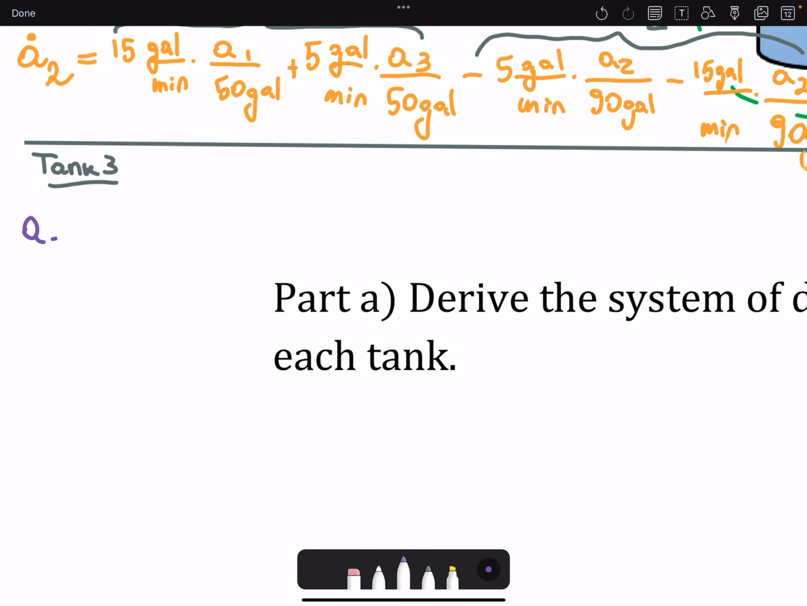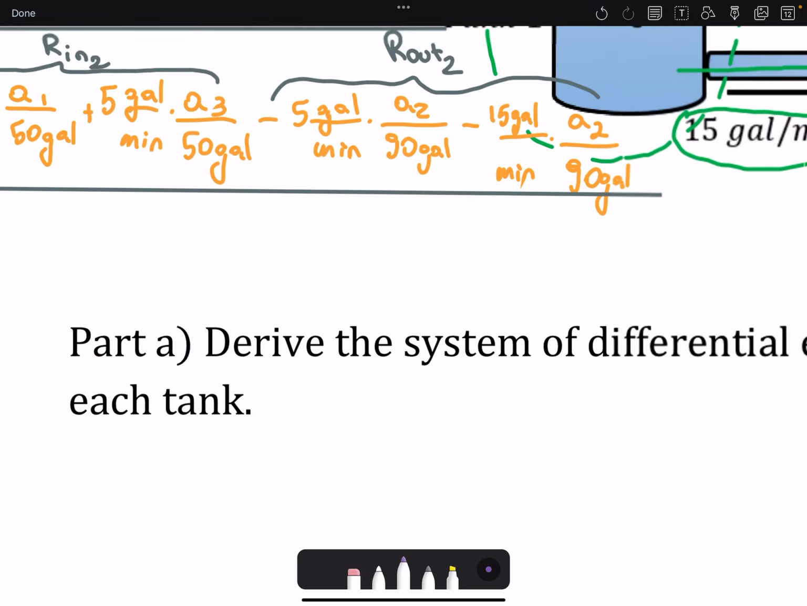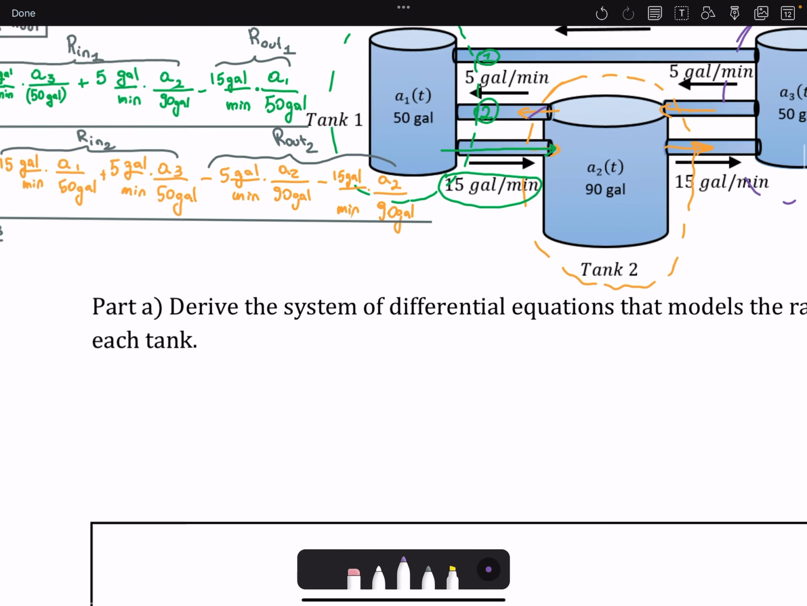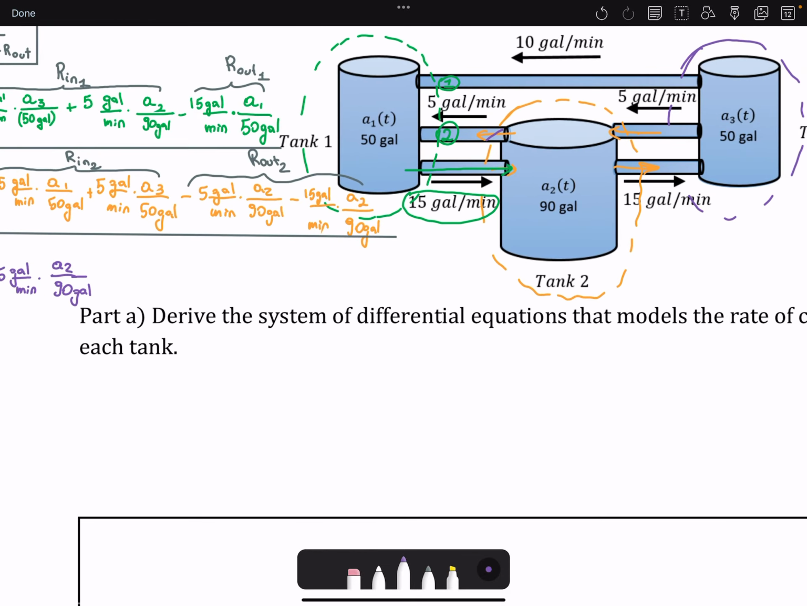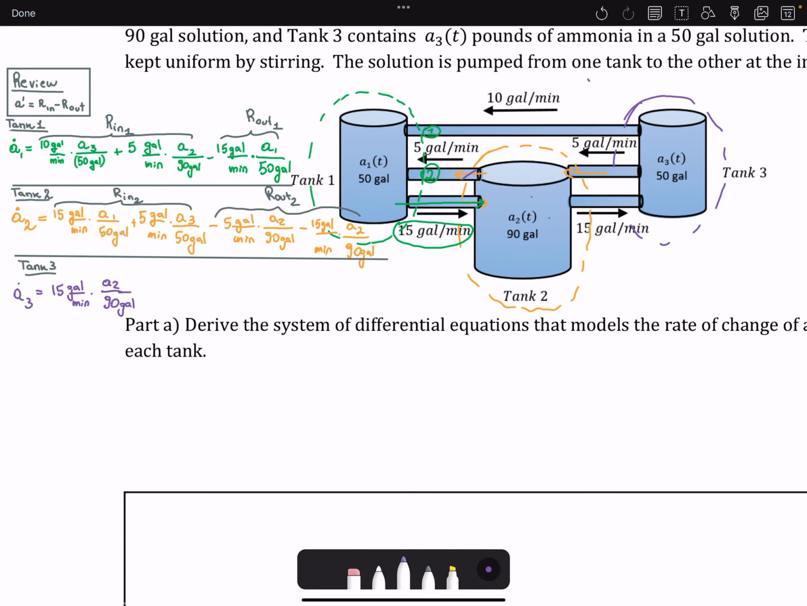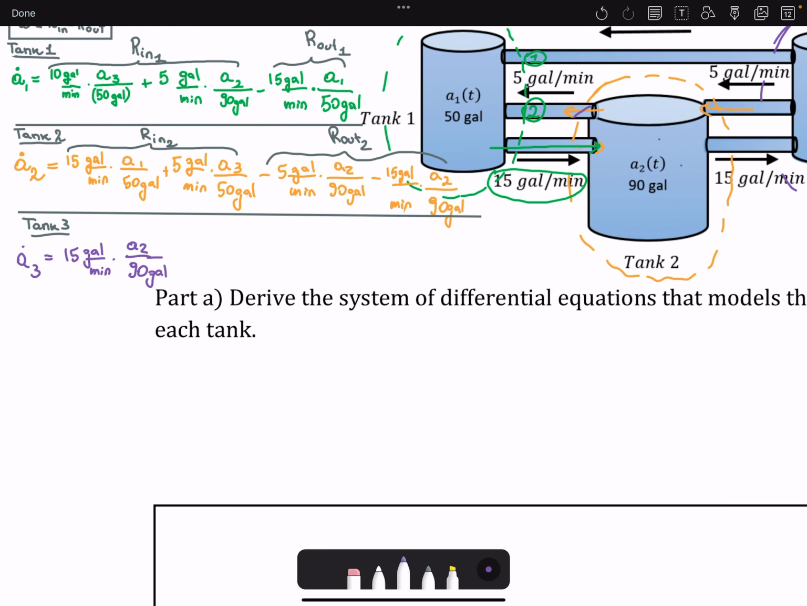So now the last one is going to be the rate of change of the salt in tank 3. That's going to be equal to what's coming in. Well, we got 15 gallons per minute coming in from tank 2, which has 90 gallons in there. See, this water that's going in here, it's coming from this, so it must be modeled by the concentration in that tank. Now, let's look at what's going out because there's nothing else coming in. We have this right here, which happens to be the 5 gallons that were going into tank 2. So it's going to be the same as what we modeled over here, just with a negative sign. So minus 5 gallons per minute times A3, from our tank, the one that we're modeling, over 50 gallons.